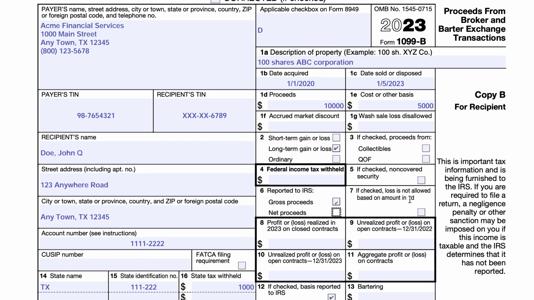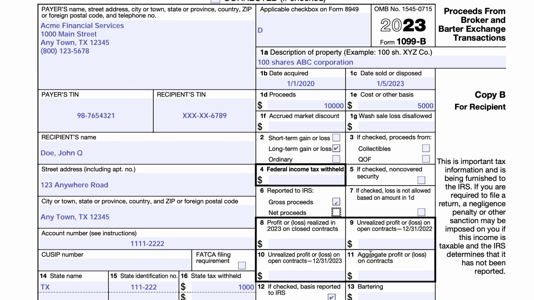Box 7, if this box is checked, this means that you cannot take a loss on your tax return based on gross proceeds from a reportable change in control or capital structure that was reported in box 1D. So in other words, this is based on a change of control or capital structure, and that was the sale, so you're not allowed to take a loss on that.